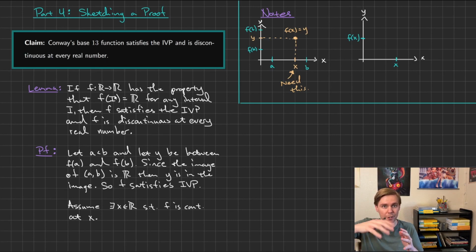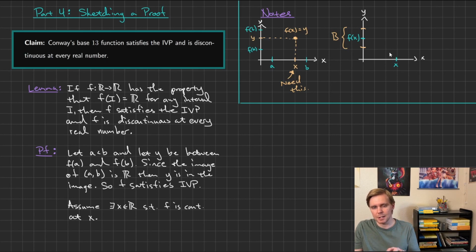This function is going crazy in any interval that I pick. So this cannot be continuous. Let's go ahead and formalize that. So what I'm going to do is pick an interval around f of x. Let's call this interval b.